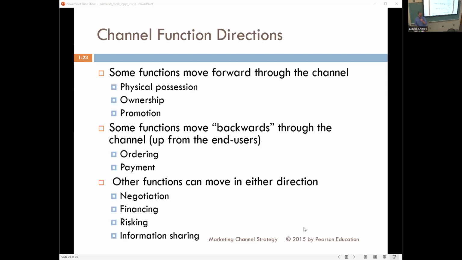So the last kind of thing we're going to touch on is what I just said before, that some functions move forward through the channel, such as physical possession, ownership, and promotion. Some flow backwards, like ordering and payment, and some functions move in either direction. You find generally all functions performing in an efficient channel environment.